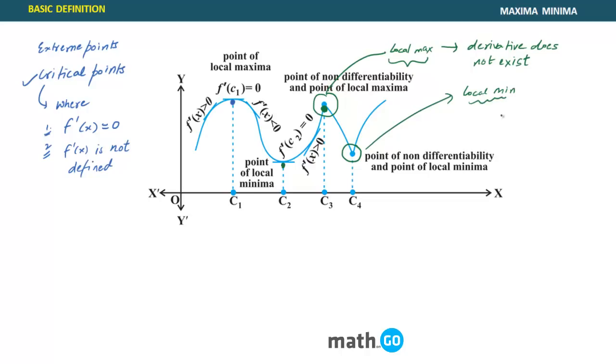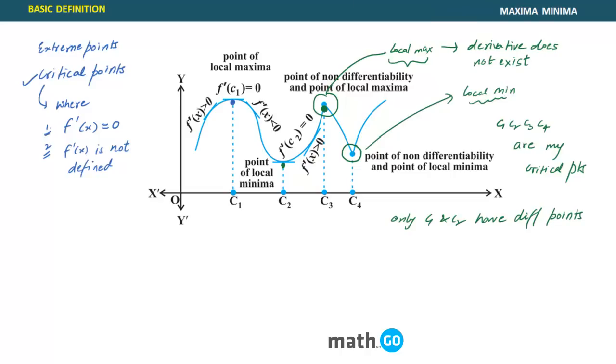So here what I have to say is that C1, C2, C3 and C4 are my critical points. Only C1 and C2 are differentiable points, because you will not find the derivative at C3 and C4 because it does not exist.